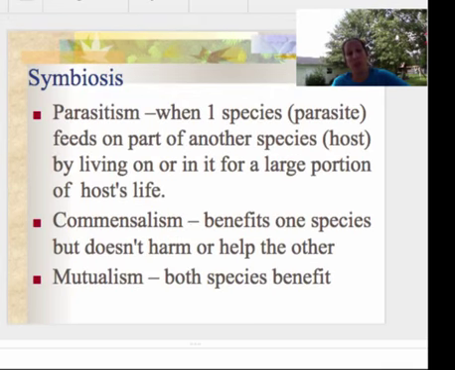That's going to be one species feeding off another one, the host, by living in or on it for a large portion of its life. Commensalism benefits one species but doesn't harm or help the other. And then mutualism, where both benefit. And I'll show you some examples.